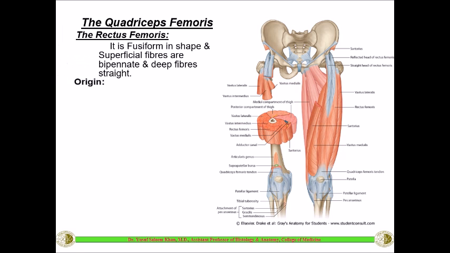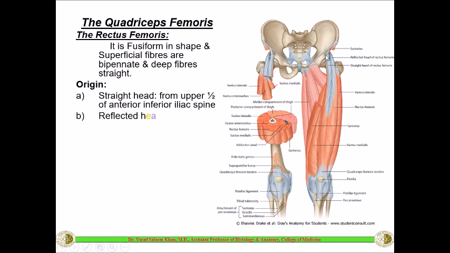The origin of this muscle is from the anterior inferior iliac spine. It has two heads, the straight head as well as the reflected head. The straight head takes origin from the anterior inferior iliac spine. If you see here, the Sartorius takes origin from the anterior superior iliac spine, and this straight head of the rectus femoris takes origin from the anterior inferior iliac spine.